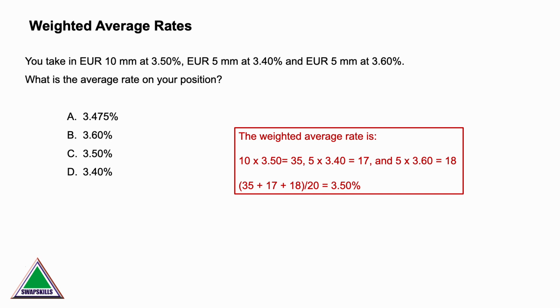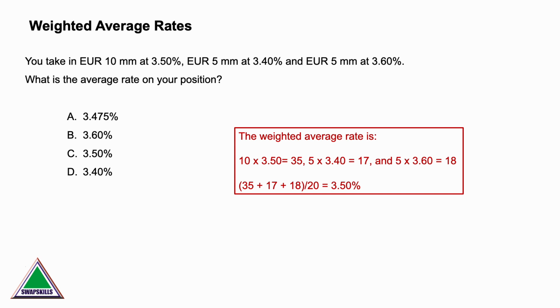Weighted average rates. This is applicable if you're running money market positions and you want to see the average cost of your funding or the average cost of your loans. You take in 10 million euros at 3.5%, 5 million euros at 3.4%, and 5 million euros at 3.6%. What is the average rate on your position? Well, just look at the weightings. It's all relative. It's like ratios.